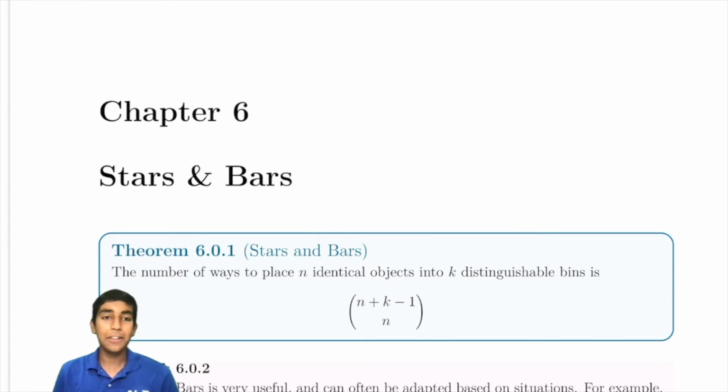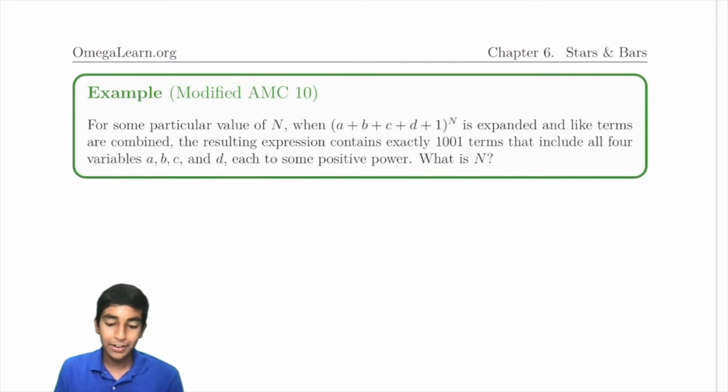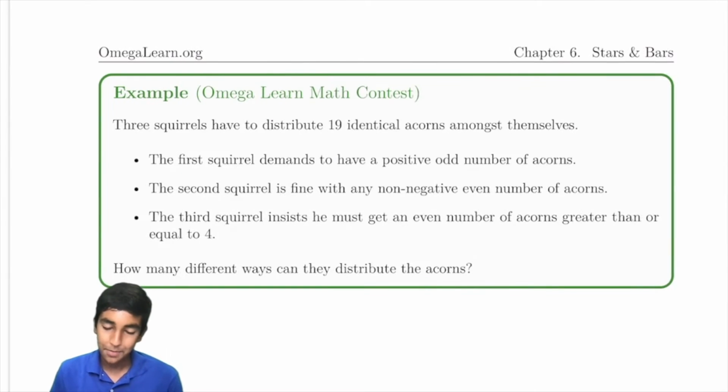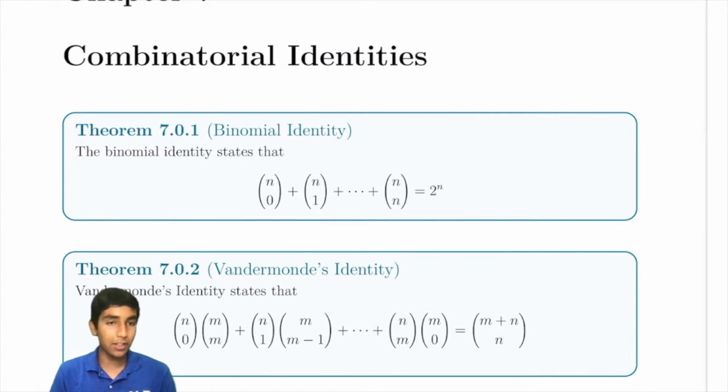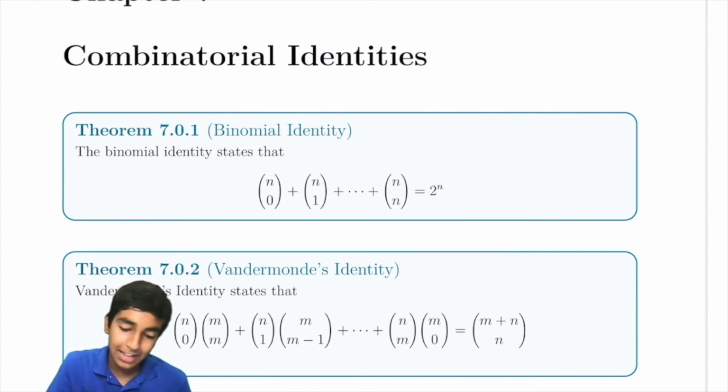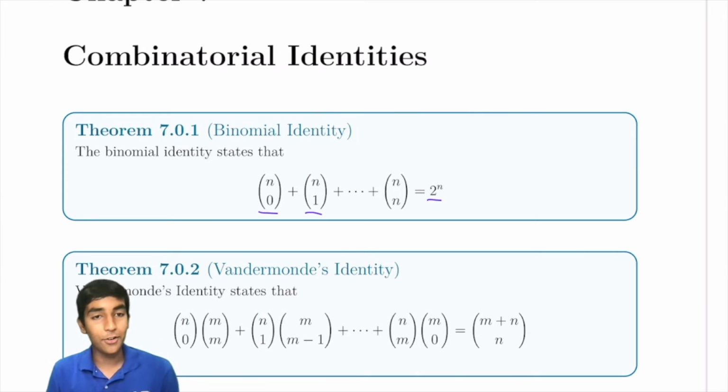Last time on Mastering AMC 10/12, we covered stars and bars and some very interesting examples. But today, we're covering combinatorial identities, starting off with the binomial identity. This basically states that n choose 0 plus n choose 1 all the way till plus n choose n is 2 to the n. Now, why is this true?